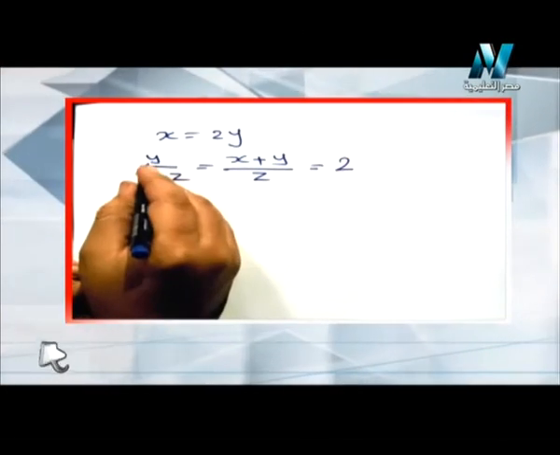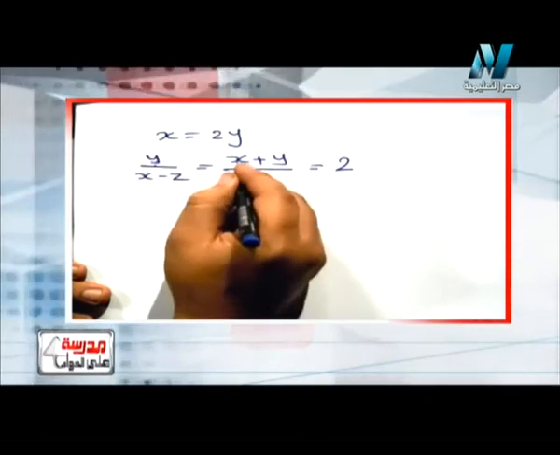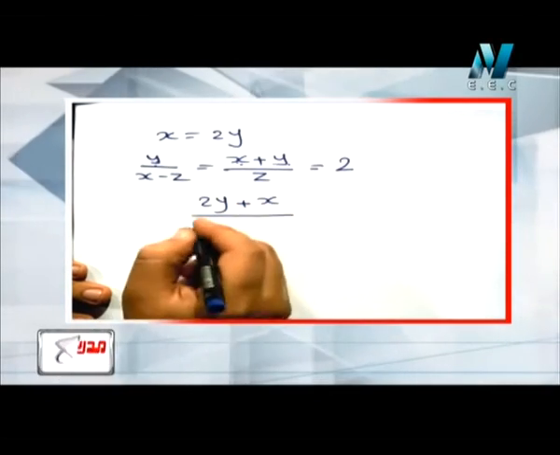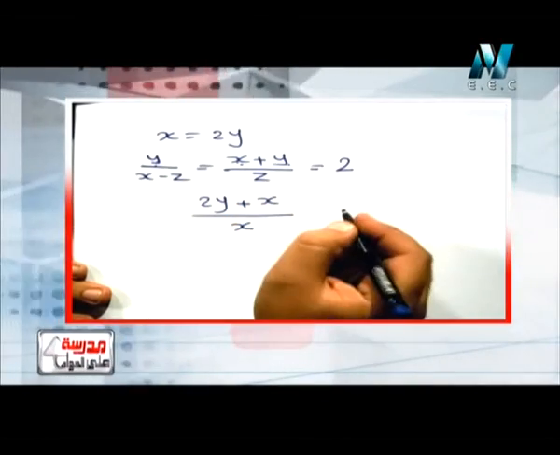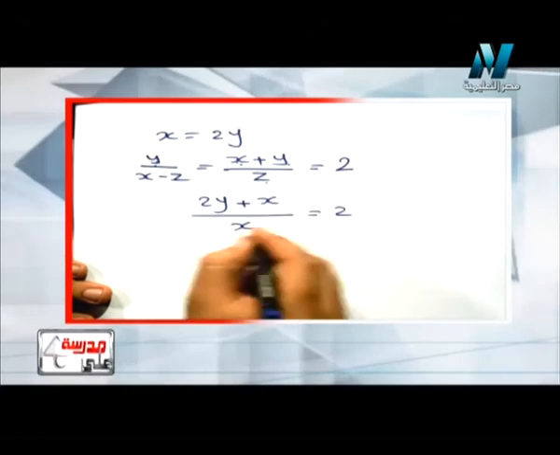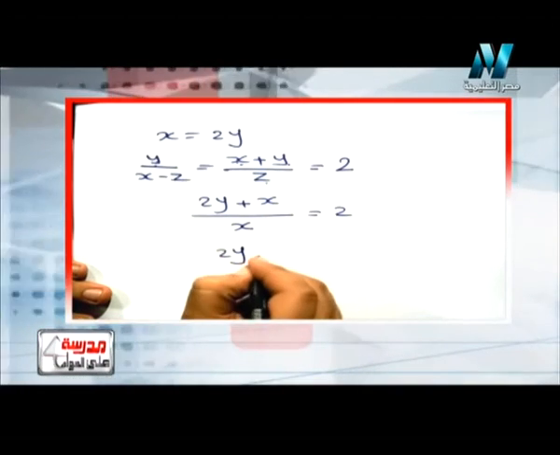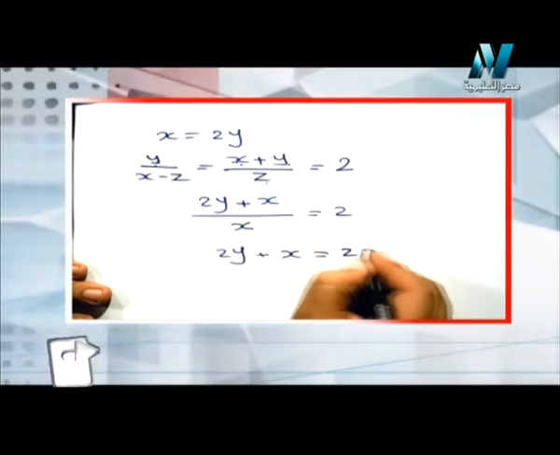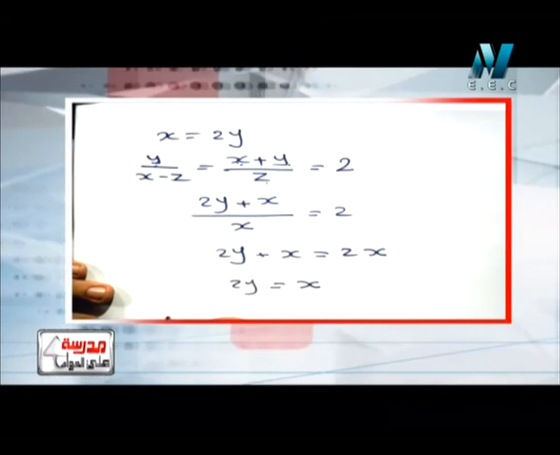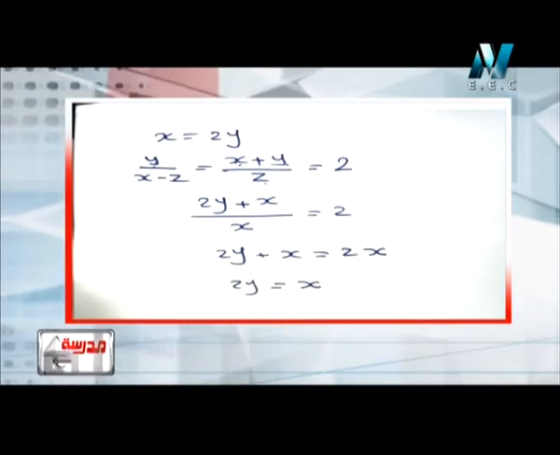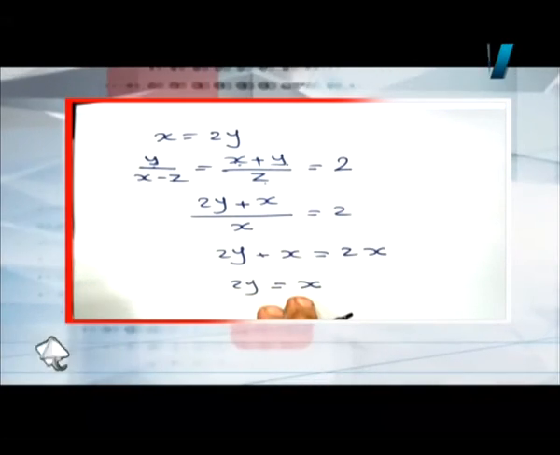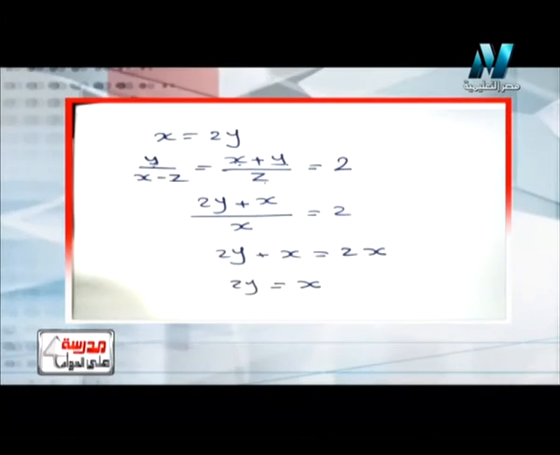Now we have y plus x plus y, so we have 2y plus x over x, because negative z plus z, and this equals 2. So using a cross multiplication strategy, 2y plus x equals 2x. So 2y equals x, and we got the same. So now the ratio between x and y is 1 to 2, as x equals double y. And now I got x to y to z.